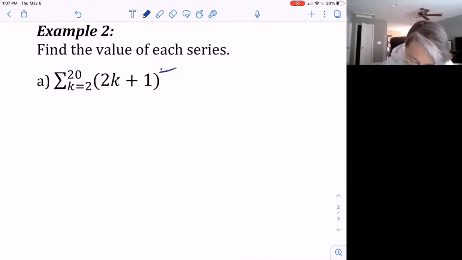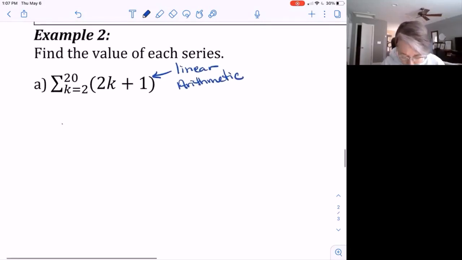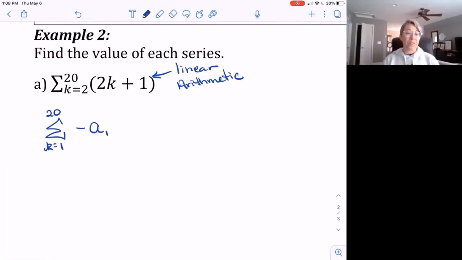So notice first we have a linear formula, which means we have an arithmetic series. So in order to use our formula, we're going to find the summation from 1 to 20. Okay, we're going to find the total summation. But since we don't want that first term included, we would just subtract whatever that first term is. That one would be easy to find. But this way we don't have to find all 20.